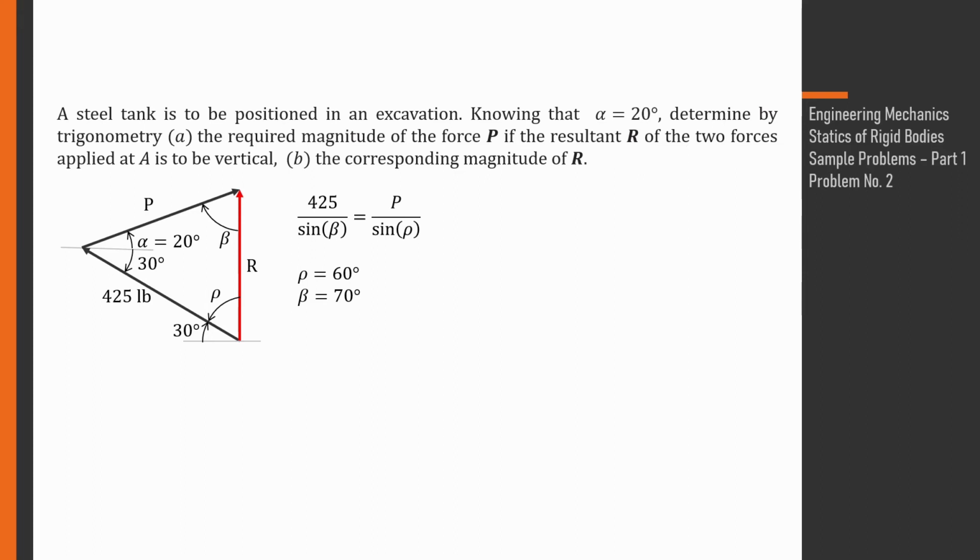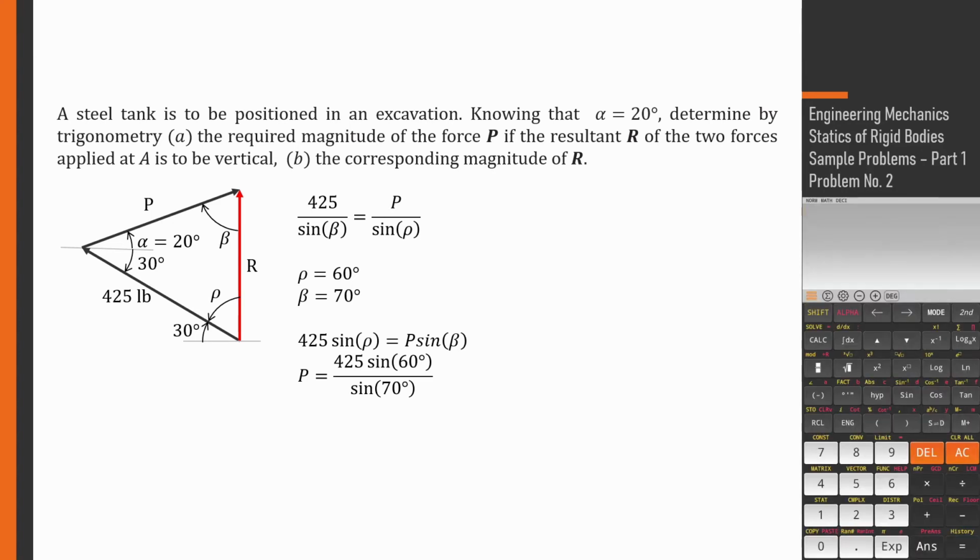So first, we get the value for P because we have the value for rho. So 425 sine rho is equal to P sine beta. We just multiplied sine beta and sine P to the equation. So divide both sides by sine beta, which is 70 degrees. So P equals 425 sine 60 over sine 70 degrees.